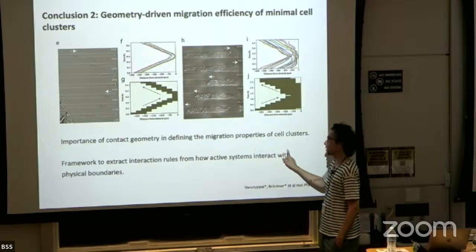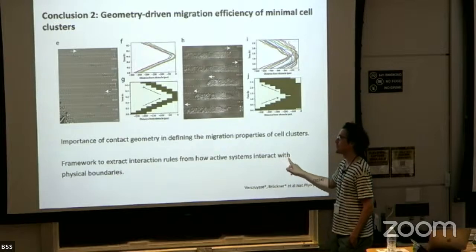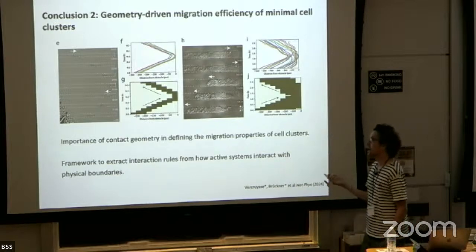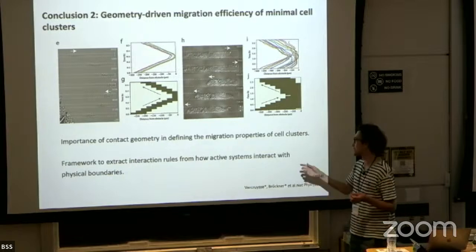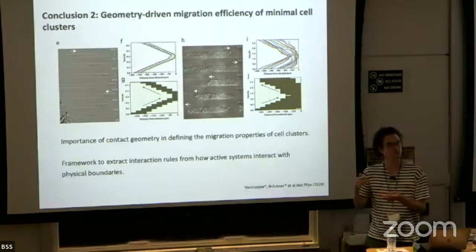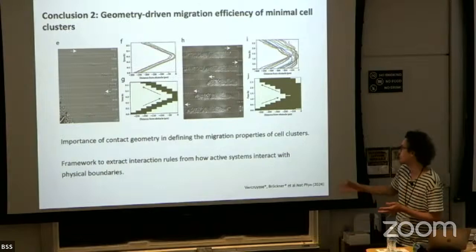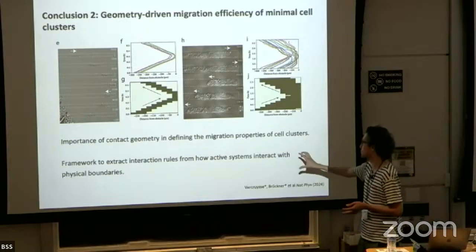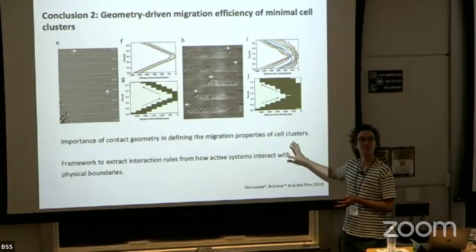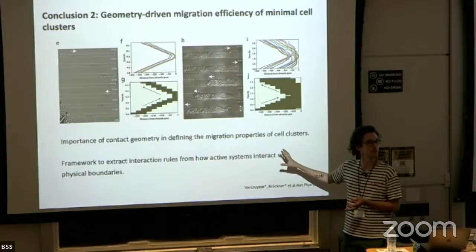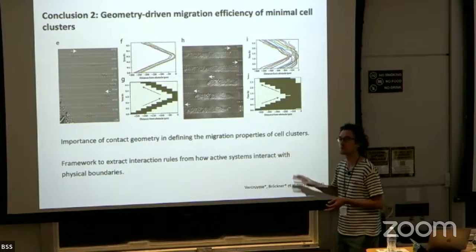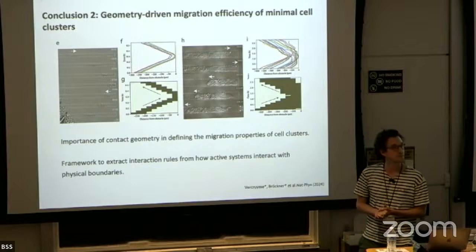And on a more physics and active matter side, we think that this is a way that you can extract how a cell interacts with other cells from seeing how they interact with physical boundaries, which I think could be a framework. And I think the key thing is that we're looking at intermediate sizes of clusters, where the difference between the different interactions reveal themselves.